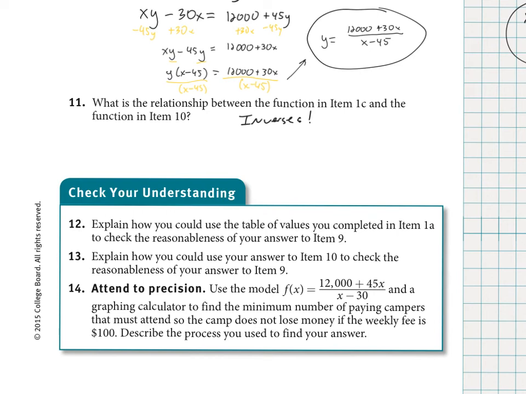And then finally, in number 14, use the model and a graphing calculator to find the minimum number that must attend camp so that you do not lose money if the weekly fee is $100. For this one, again, the fee is the output, so we're going to graph f of x. We're going to graph y equals 100, see where those intersect, and know that we have to have at least that many campers and maybe more to break even. So you can do that on your TI-84 to find the intersection, or on Desmos. I'll go do it on Desmos and then show you that picture as well.